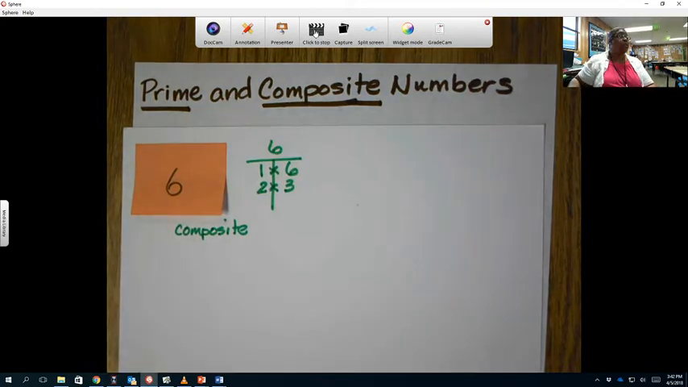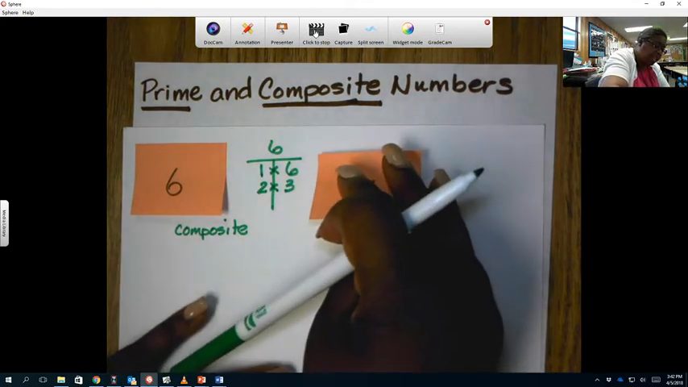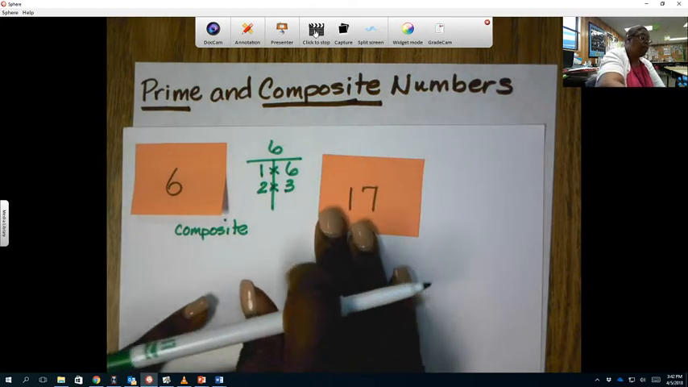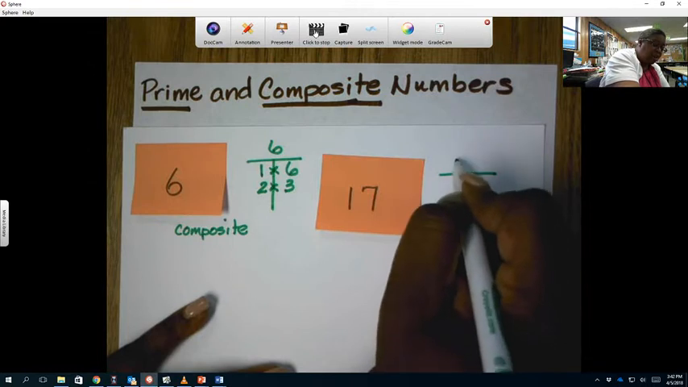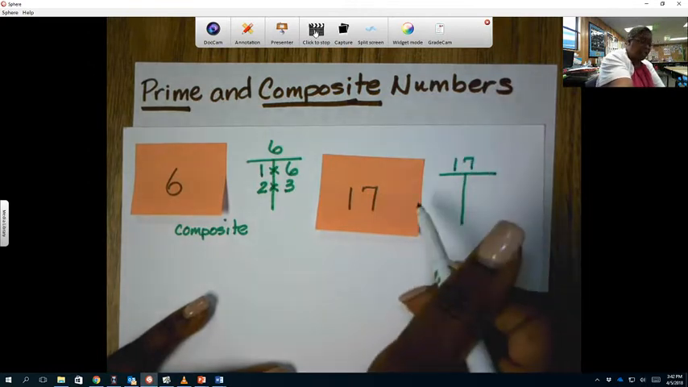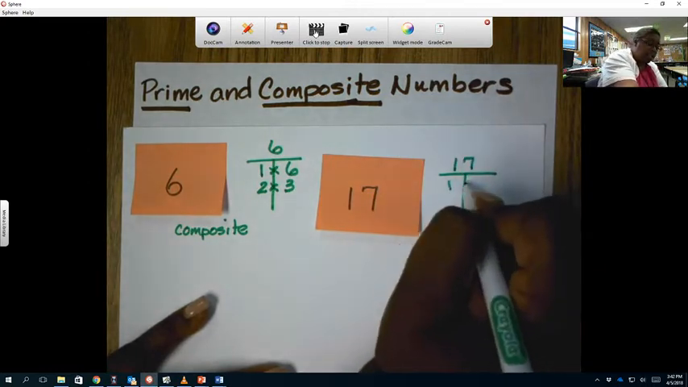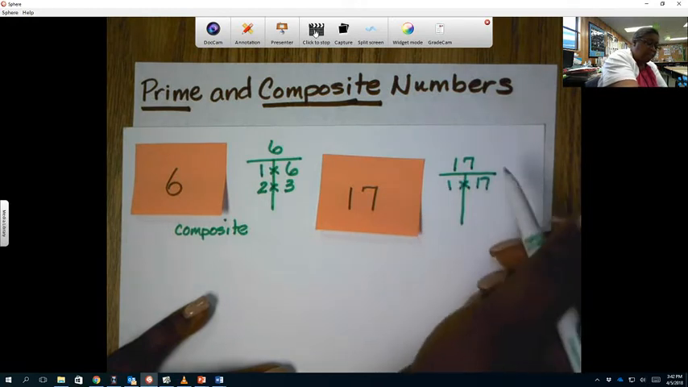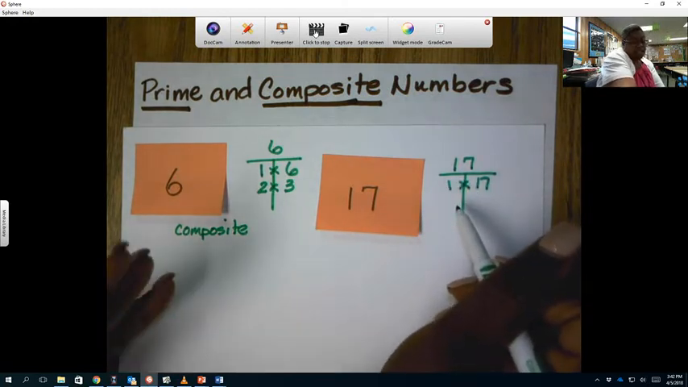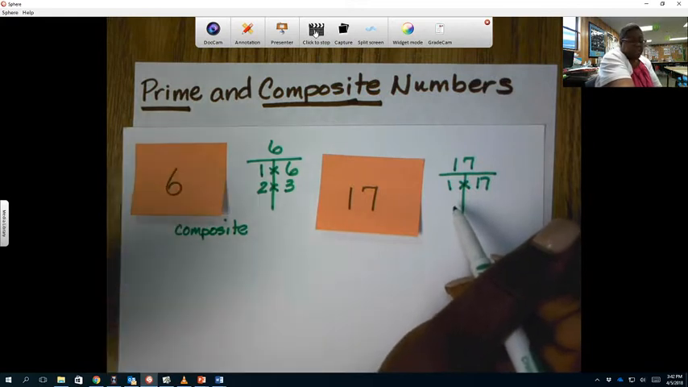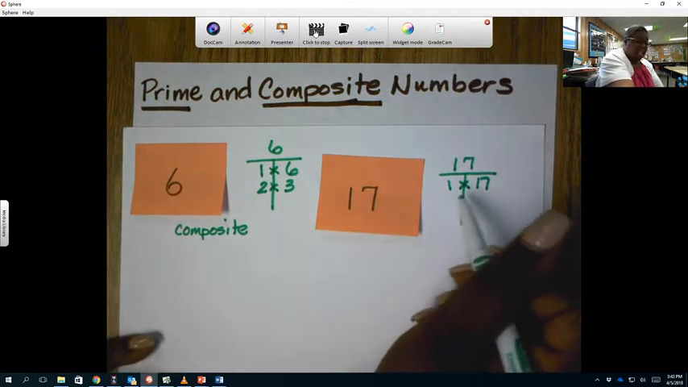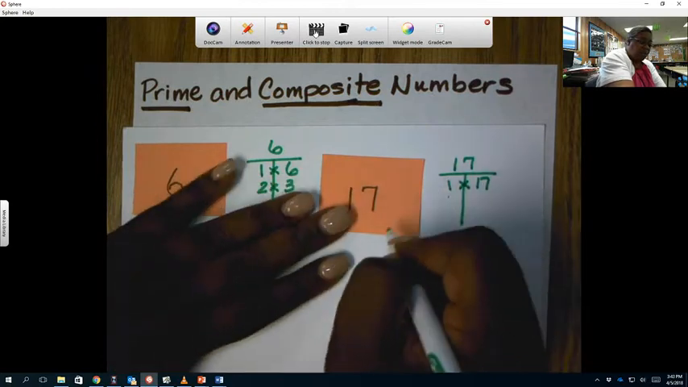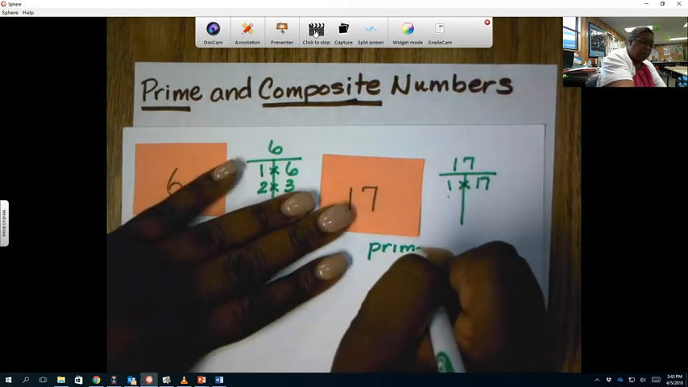Okay. Now, let's look at the number 17. I'm going to do the same thing. I'm going to make a T-chart and list all the factors, all the numbers that multiply together to get 17. 1 times 17. I don't have any 2, there's nothing times 2, nothing times 3, 4, 5, 6, 7, 8, 9, or 10. So 1 and 17 are its only two factors, which makes this number a prime number.